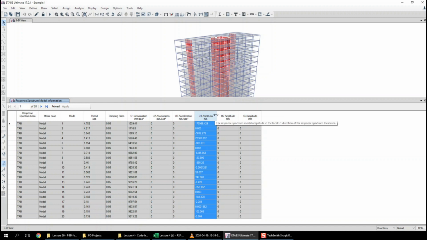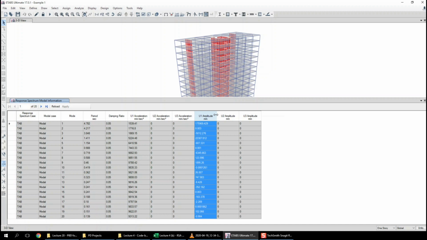This amplitude is the multiplier which, when multiplied with the results of mode shapes or modal case, will give you the corresponding modal demands from the response spectrum analysis. So this is very important. I repeat again that this amplitude is a multiplier which should be multiplied with the modal analysis results to convert them into the corresponding modal responses of the RSA analysis.